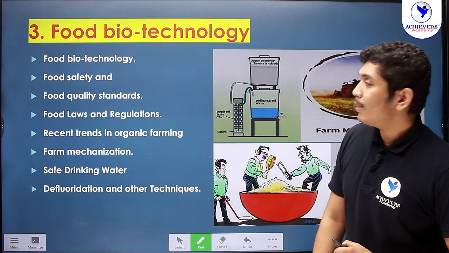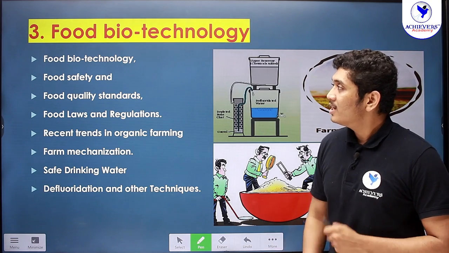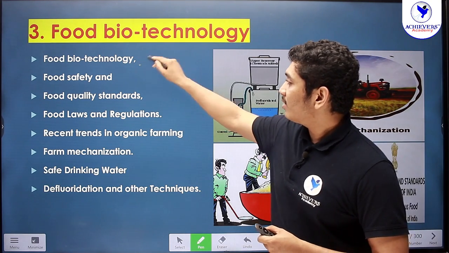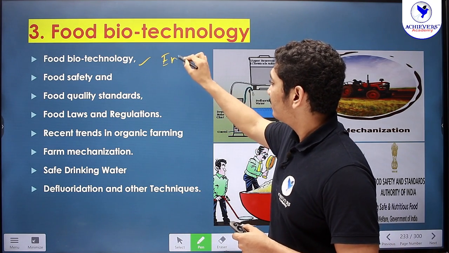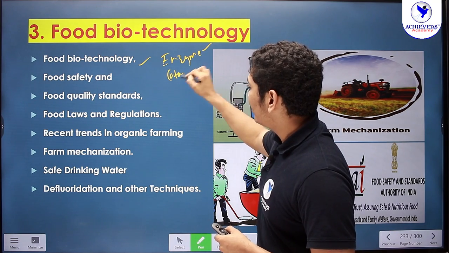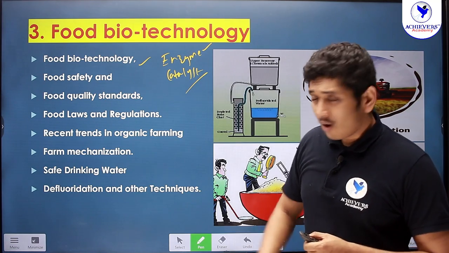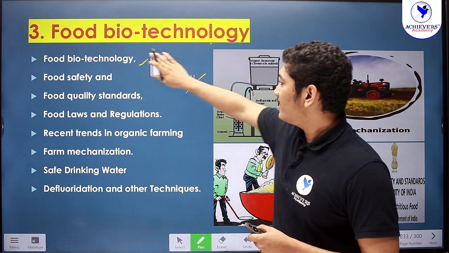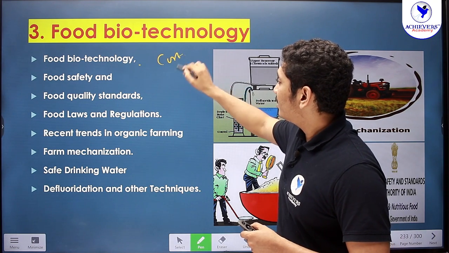Next, food biotechnology. This is very interesting, and very easy also. Here you will learn how biotechnology helps in food production. For example, enzyme production which can be used as a catalyst in the food processing industry. For example, there is an enzyme which is used for making curd and cheese.